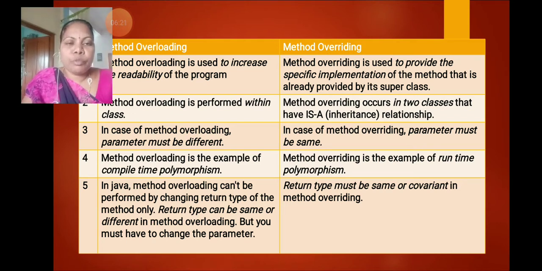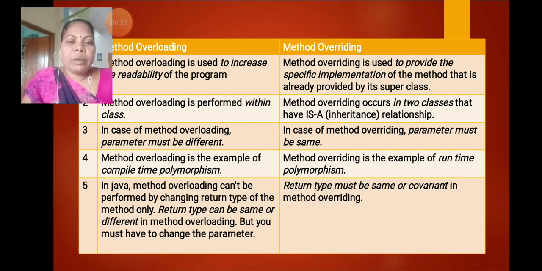In method overloading the parameters must be different. Definitely the parameters we are calling should be different, like an int parameter, a double parameter, like that. But in overriding, the parameters must be the same. Method overloading is compile-time polymorphism, and overriding is runtime polymorphism. Taking more than one form is called polymorphism, and that is the best example of method overloading.